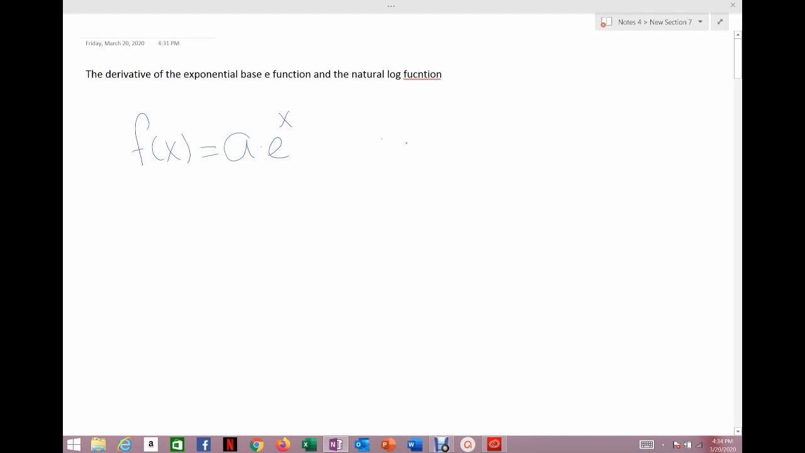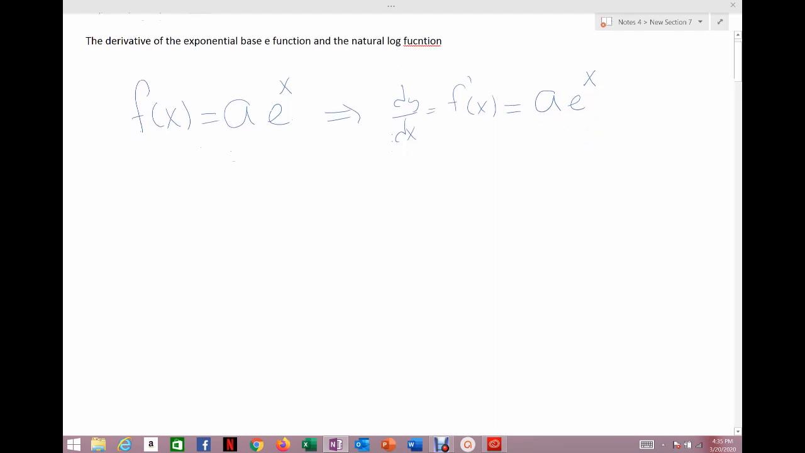When we take the derivative of that, when I take the change in y over change in x, f prime of x, what makes the exponential base e function, the natural base, unique is that it's a function where its derivative is itself. When I take the derivative of this function, it's exactly the same as the original function. It grows at a rate proportional to its size, so that's how fast it's growing. It is simply just the original expression.